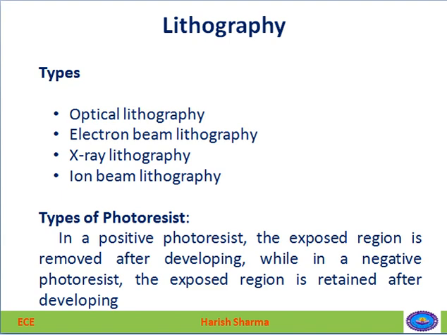In lithography, there are four types: optical lithography, electron beam lithography, X-ray lithography, and ion beam lithography. Two types of photoresist are used here. One is the positive photoresist, in which the exposed region is removed after developing. The other is the negative photoresist, where the exposed region is retained after developing.